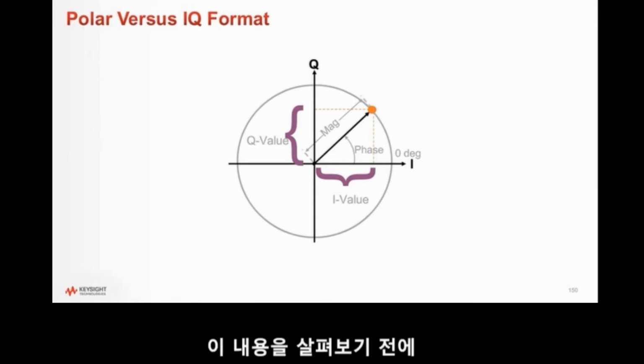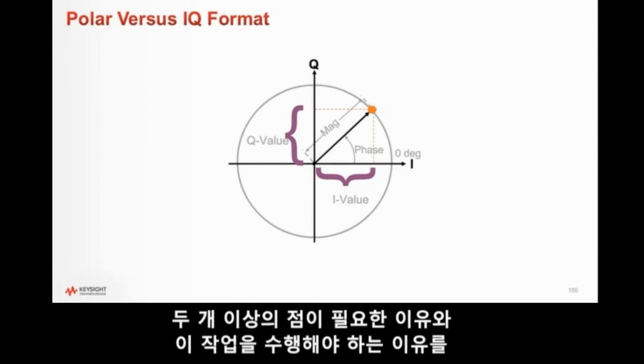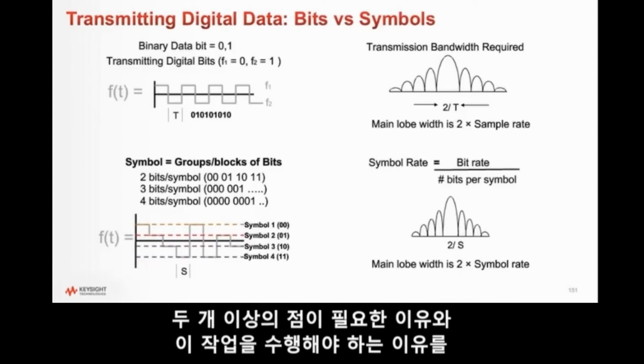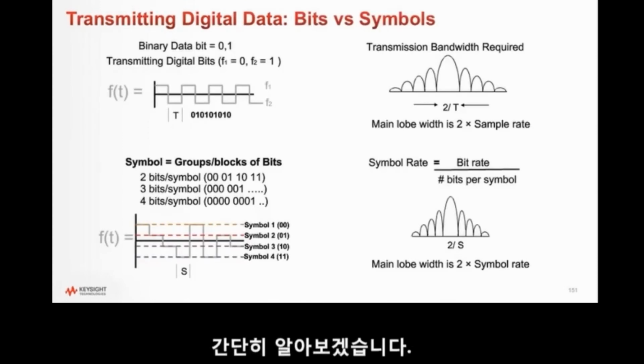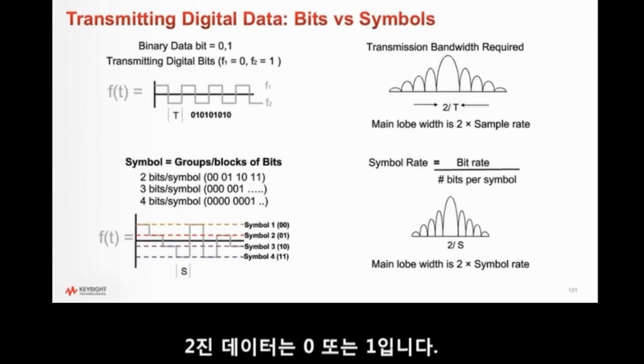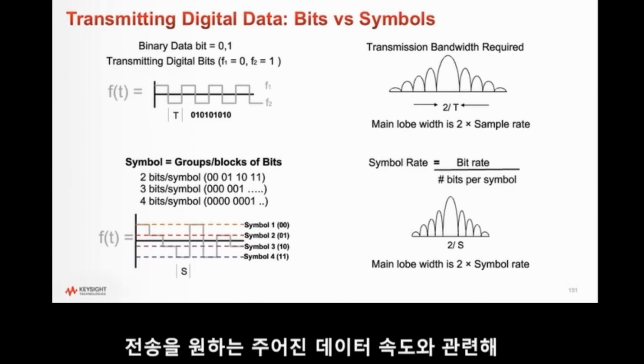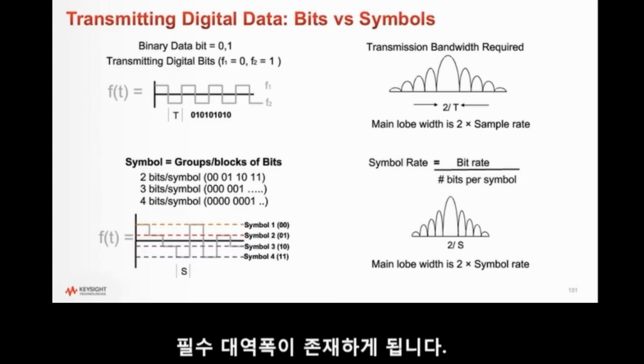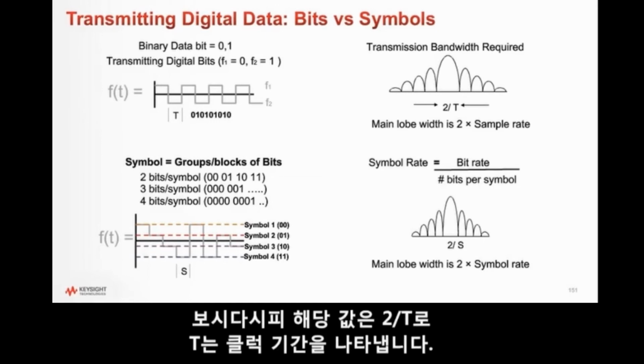Before we get there, let's talk a little bit about why you want more than 2 points, why you need to do this. So really what we're trying to do is transfer binary data across, right? Binary data, 0 or 1. For a given data rate that we want to transfer, we're going to have some necessary bandwidth. And that is given here, 2 over T. T is the period, the clock period.